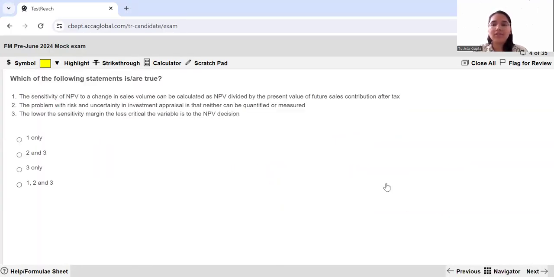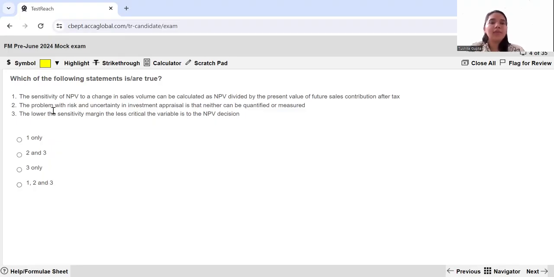Moving ahead to the next question, this is question number 4. Which of the following statements is or are true? Let us read statements one by one and we'll see which of them is true. The sensitivity of NPV to a change in sales volume can be calculated as the NPV divided by the present value of the future sales contribution after tax. This is absolutely correct. For sales volume, you use contribution, and for the selling price sensitivity, you use the revenue. So statement 1 is for sure correct. That means option 2 and option 3 get eliminated. It's either this option or this option.